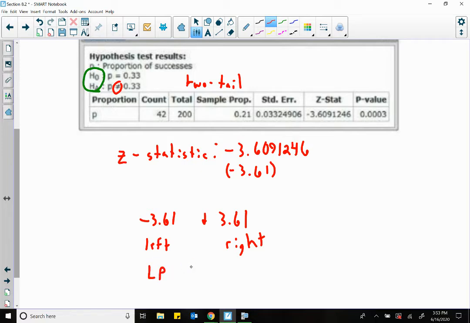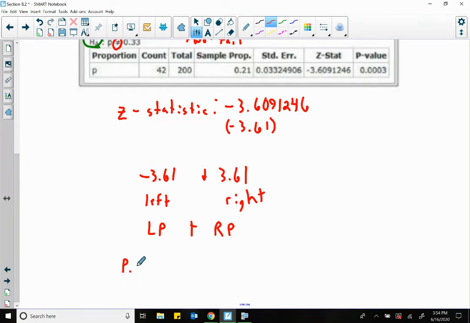So the left probability plus the right probability, that gives you your p-value. Or again, as I'm going to show you, just use the information from the calculator. Okay. So right here is the p-value that we're after. So that p-value is 0.0003. Okay? So those are the compute parts. That's really what they want you to do.